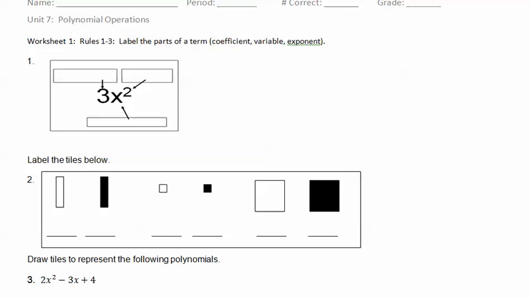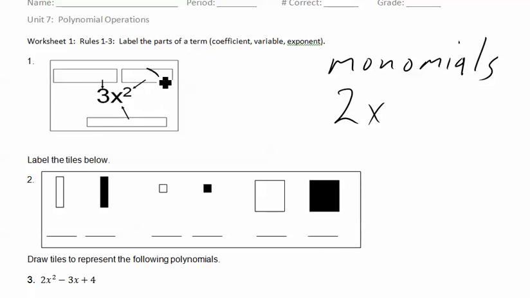For worksheet 1, we're going to be adding and subtracting polynomials. So to start off with, just a quick reminder, polynomials means many terms. Poly means many, nomial means terms. So we have monomials, which means one term, like 2x or like 3x squared.